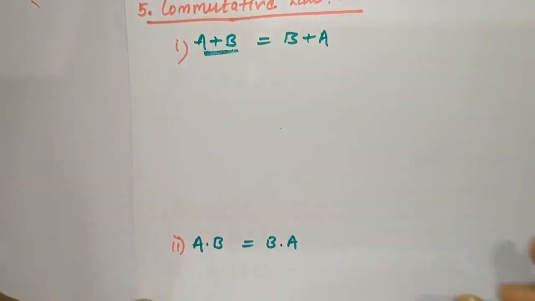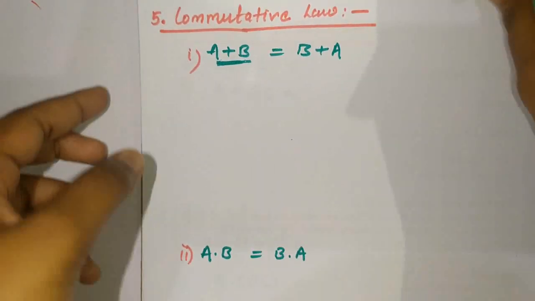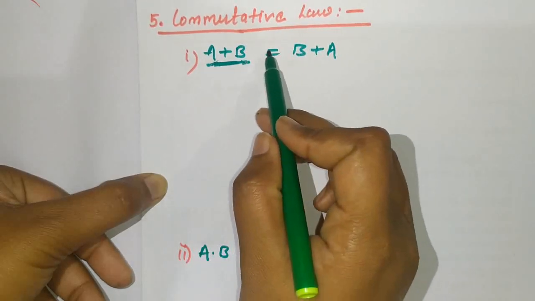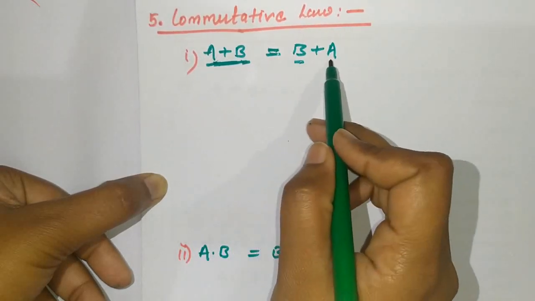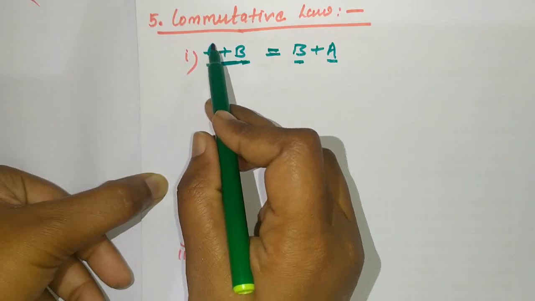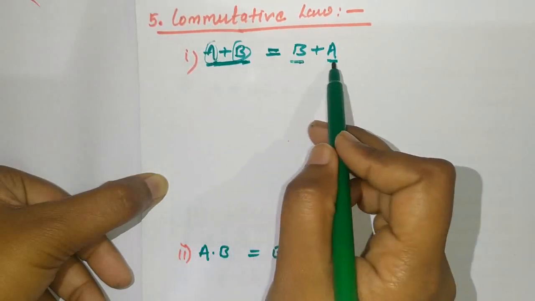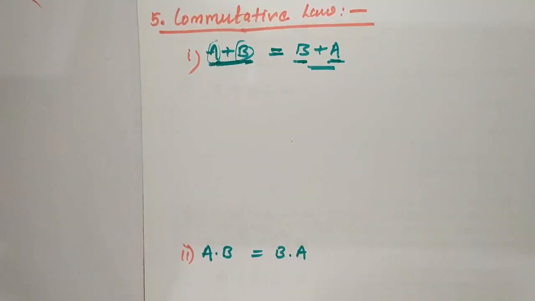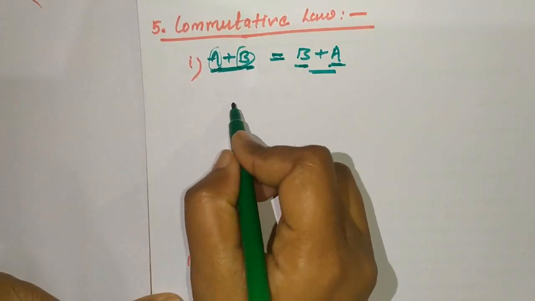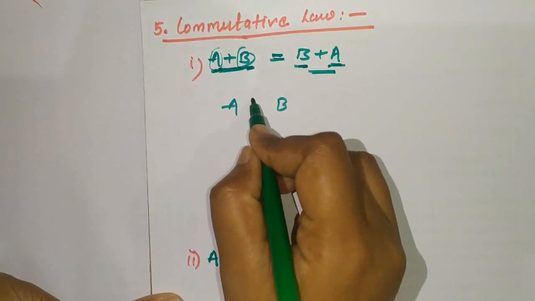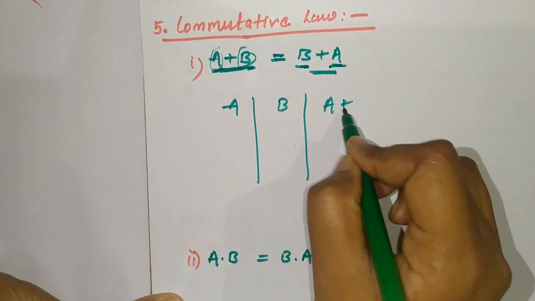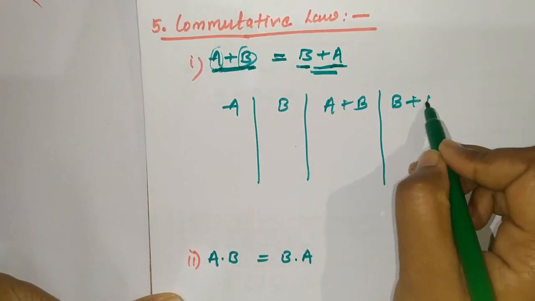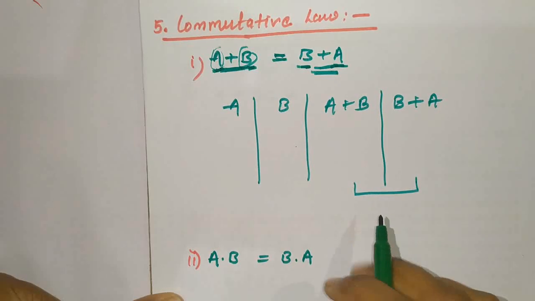A plus B, in this part I have written firstly A, then B. After the equal to sign, firstly I have written B, then A. That means the position of the variables is changed in this part. Let's check whether both are equal or not. So here we take 2 inputs, A and B. Firstly we have to find A plus B, then in the next part we have to find B plus A and check whether both are equal or not.